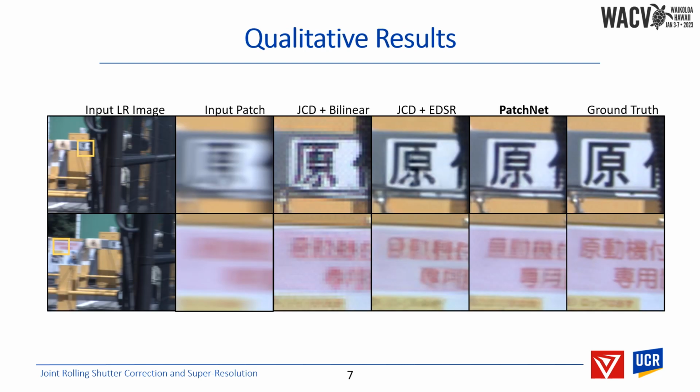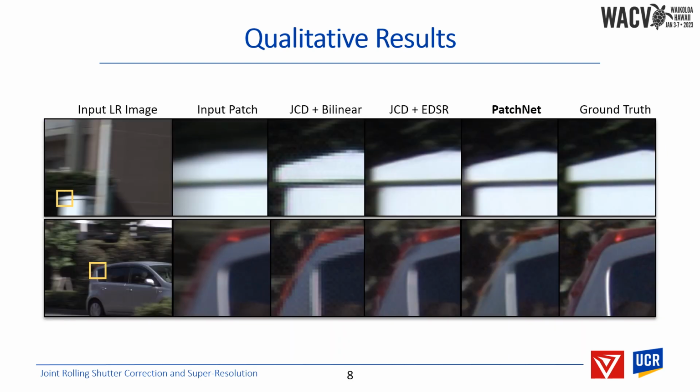Here are some qualitative results of our method on BS-RSCD videos. We can see that our proposed approach is able to recover text well in this particular example. Another example where our model is able to recover high resolution global shutter frame from low resolution rolling shutter frames.